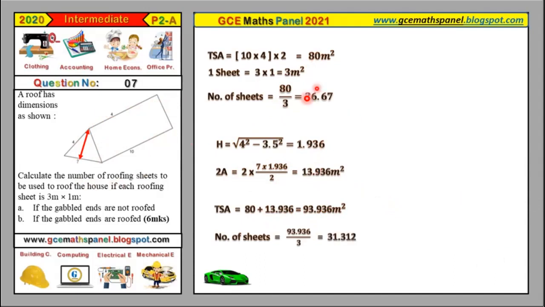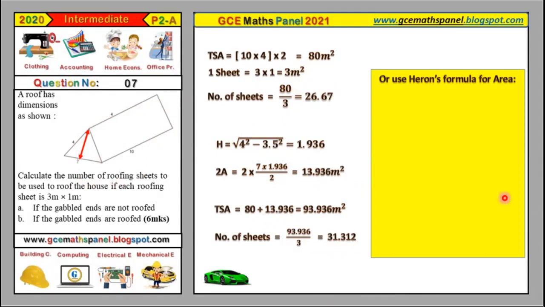So dividing by 3, which is the area of one sheet, will give us 31.312 number of sheets. As an alternative solution, we can equally get the total surface area of these triangles using Heron's formula for area, where this side is 4, this one is 4, and this one is 7. And Heron's formula reads A should be equal to the square root of S into S minus A, S minus B, S minus C, where A, B, and C are the sides of that triangle, and S is A plus B plus C divided by 2.